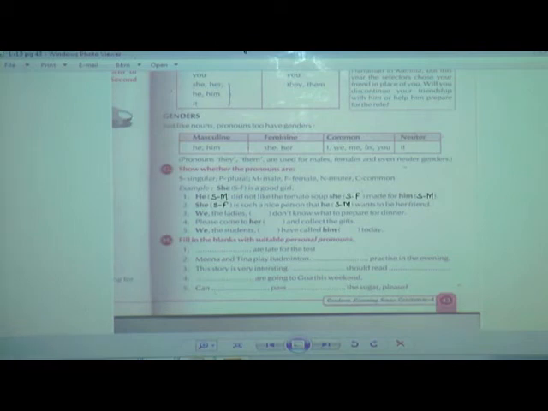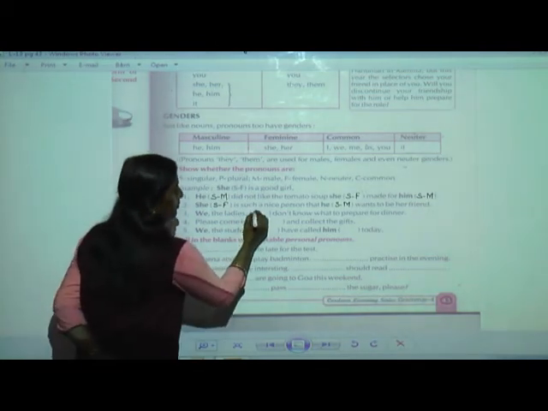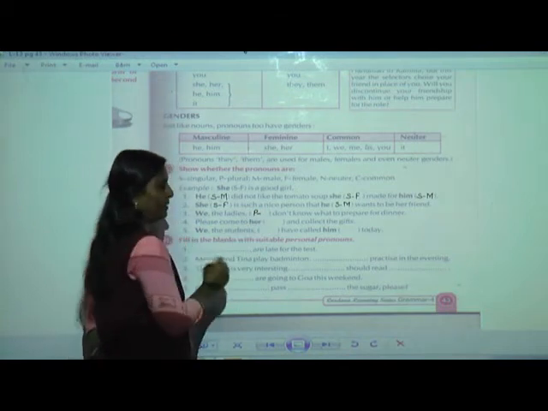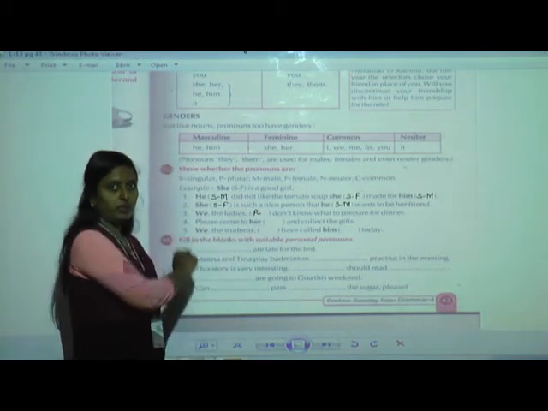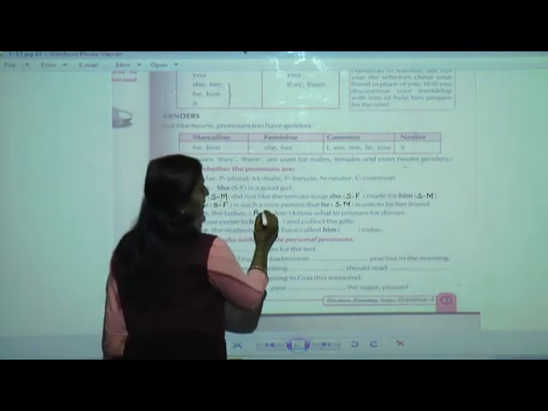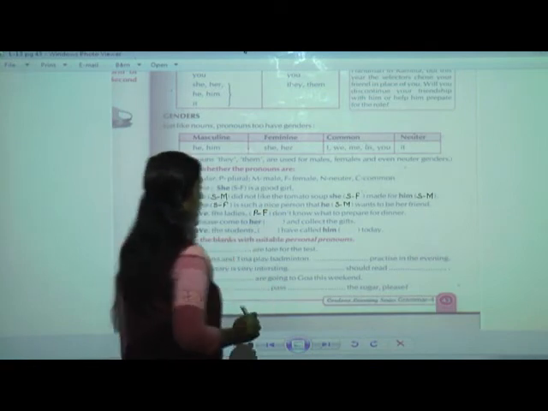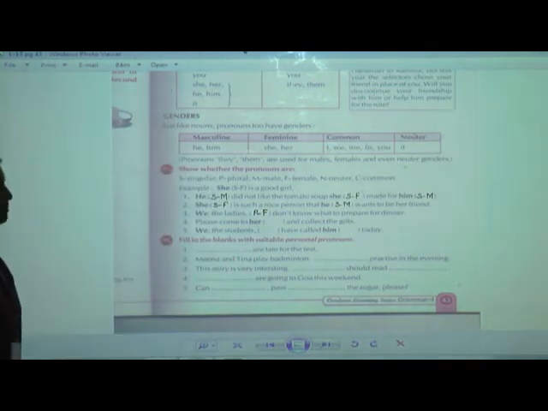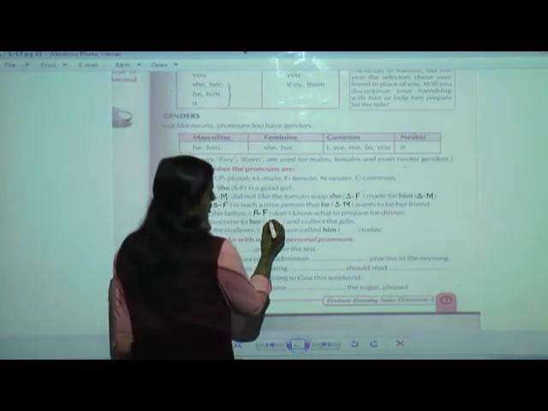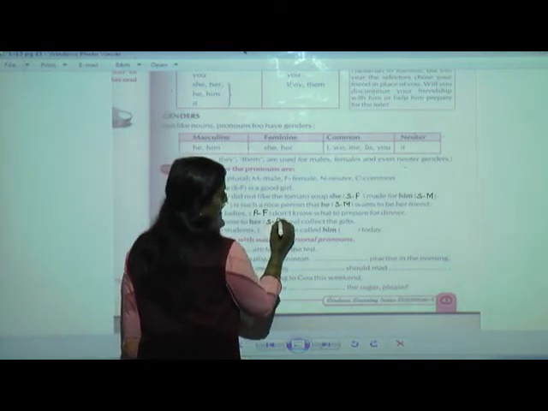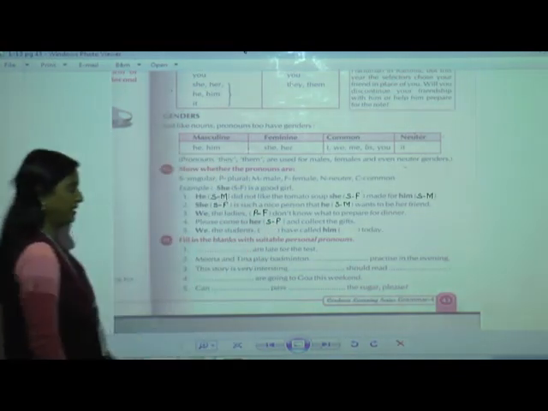W-E, we, is what? Yes, it is plural. Now, is it male or female? Yes, as it is given over here, it is ladies, so I am going to write here female, that is feminine gender. Please come to her. Yes, this is also singular, her is feminine, so I will write F.